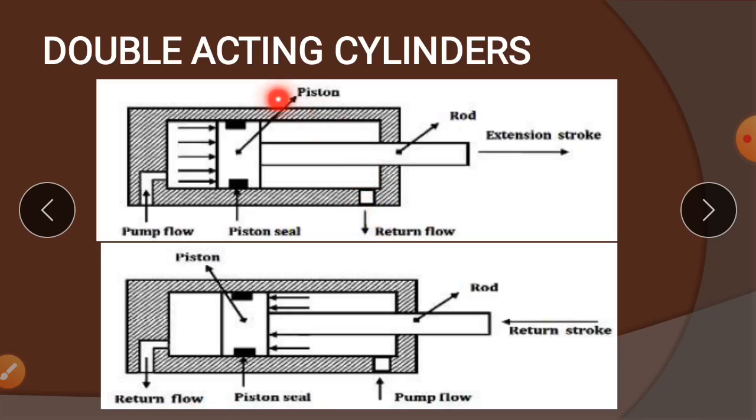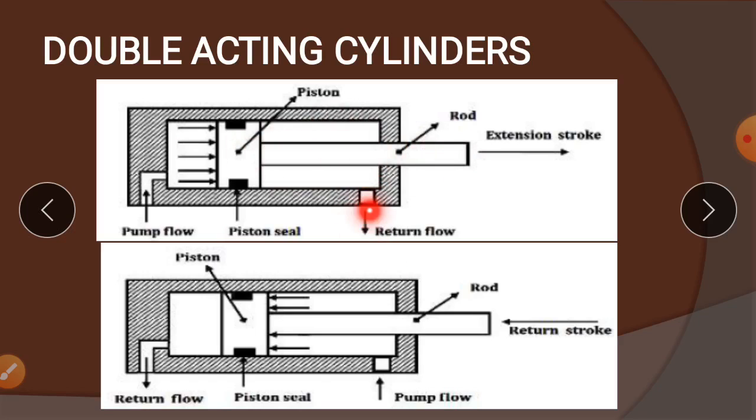Here also you can see the cylinder block, the hatched portion shows the cylinder. Then the piston, and the piston is provided with a piston seal. In the extension stroke, the liquid is supplied through this port. The liquid pressurizes the piston to move to the right side. The liquid which is trapped here will be sent back when the piston is moving to the right side.